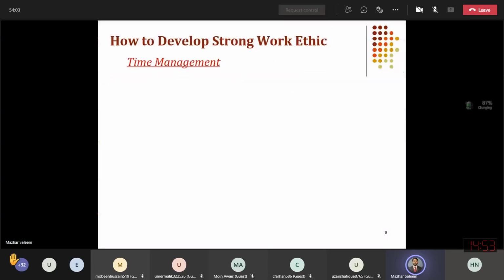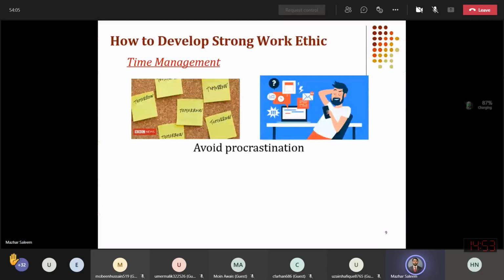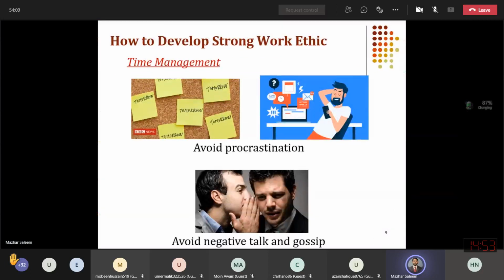All right, time management, avoid procrastination, and last thing is avoid negative talk and gossip. Yeah, this is very important. In our culture, we see that in organizations, especially in public sector organizations and even in private sector organizations, we see people doing a lot of negative talk and wasting their time in gossip. And these things are really negative.